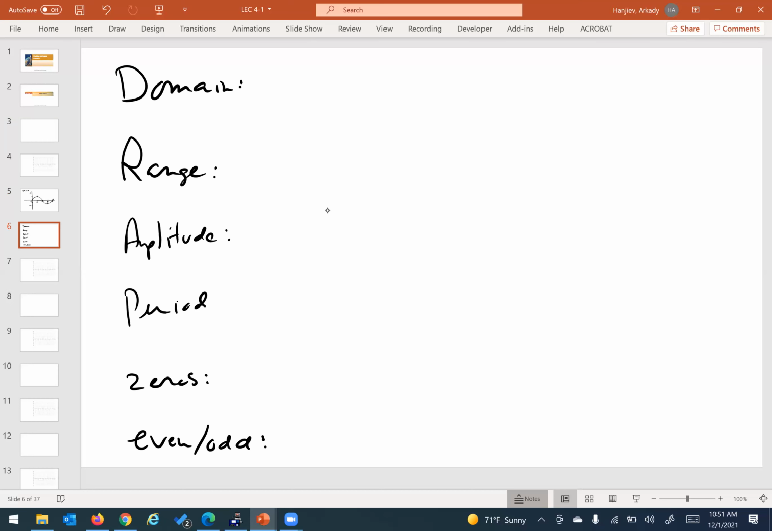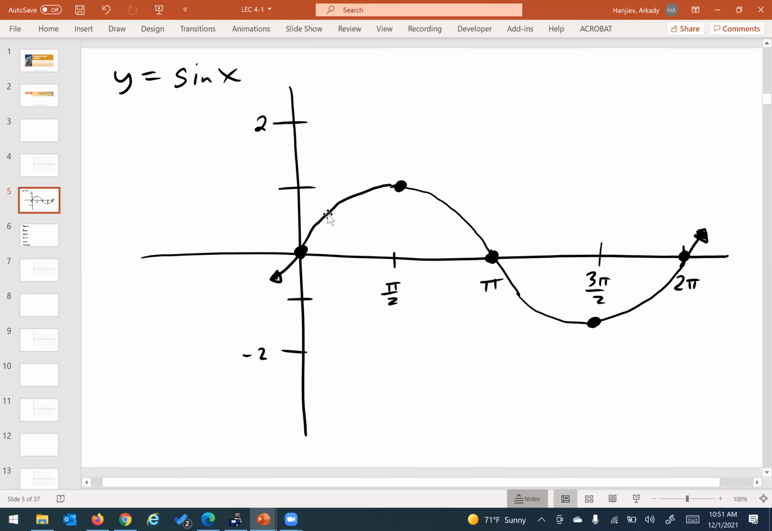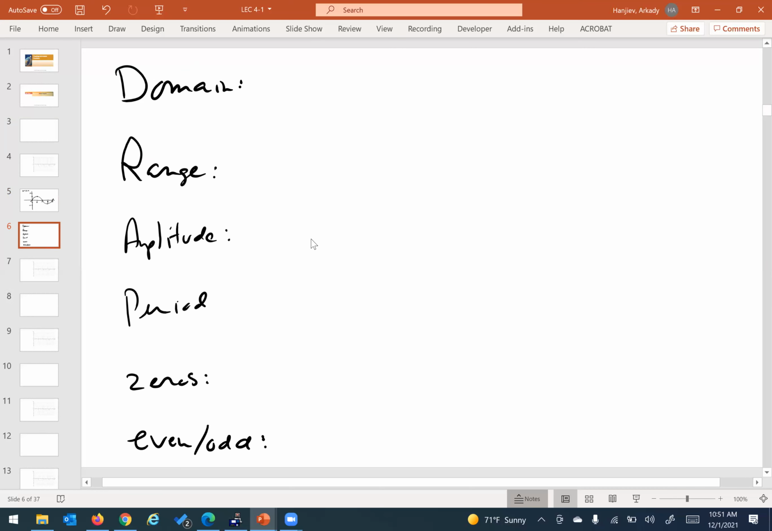Okay, so for domain, let's go back to this guy here. What is domain here? Is there any issues where we have breaks in our graph? No. I take a pencil, and I can graph this line all the way through and keep on going. So domain is all real numbers. Cool. Range. I need the range.